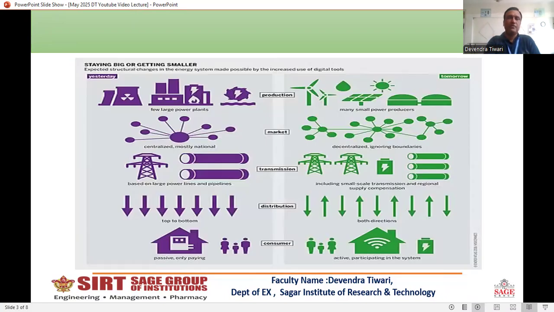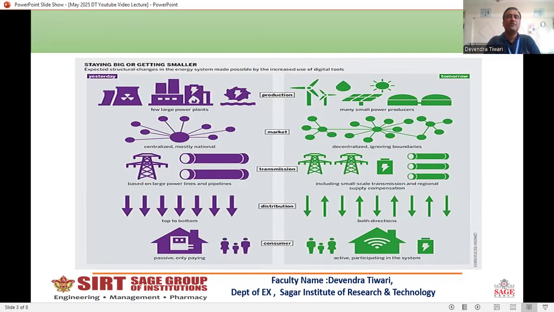You can understand this with the help of this diagram. The left part, shown in purple, is yesterday, that means the old. Now this is the new age era, tomorrow. Consider consumer, distribution, transmission, market and production. In the previous part, the consumer is only passive, only paying. Nowadays, we see active participation by the consumer. Distribution was one way, top to bottom only. Now it is both ways, and the consumer takes active participation in generation also.